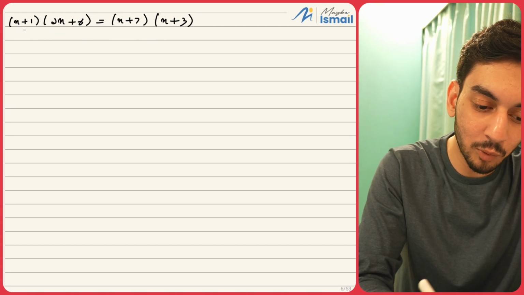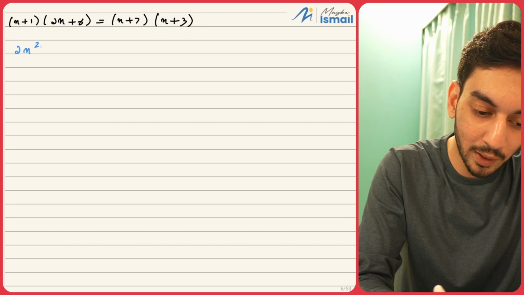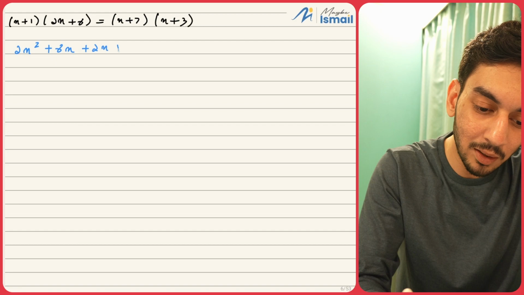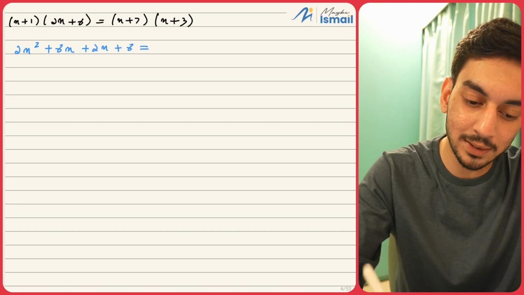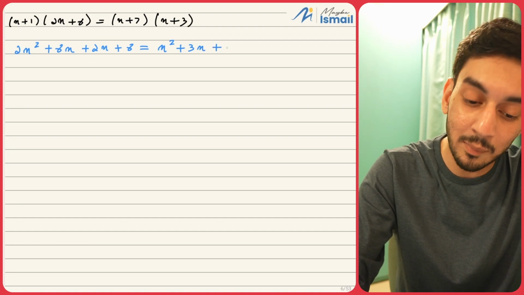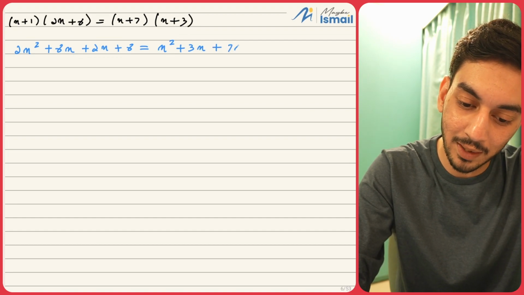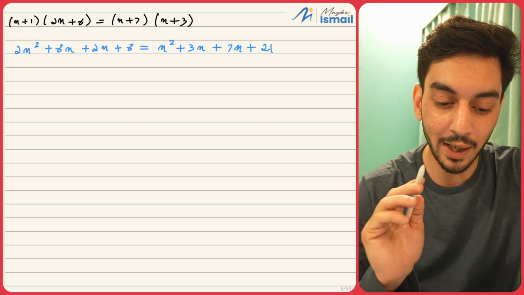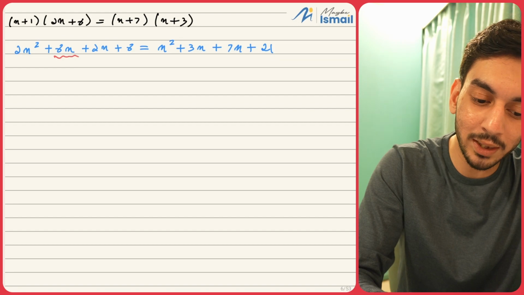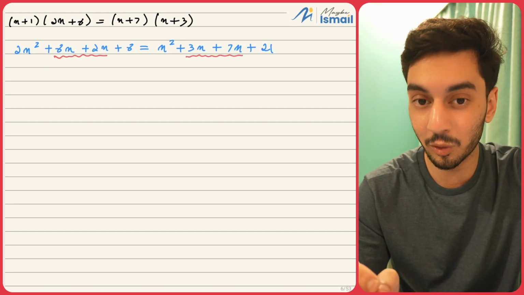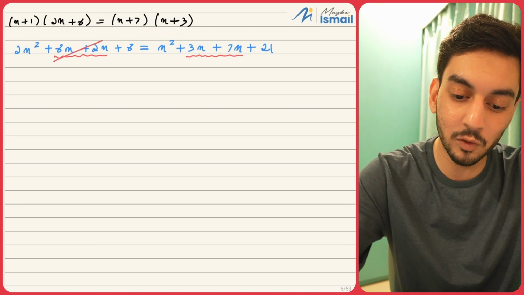So x goes with both of them, so it becomes 2x square plus 8x. Then the 1 goes with both of them, so plus 2x plus 8, and that would be equal to again the same thing. x goes with both of them, so x square plus 3x. Then the 7 goes with both of them, so it becomes plus 7x plus 7 times 3 is 21. If I look very closely over here, I can see that this 8x and 2x adds up to 10x, and this 3x and 7x also adds up to 10x. Get rid of this 10x from both the sides.